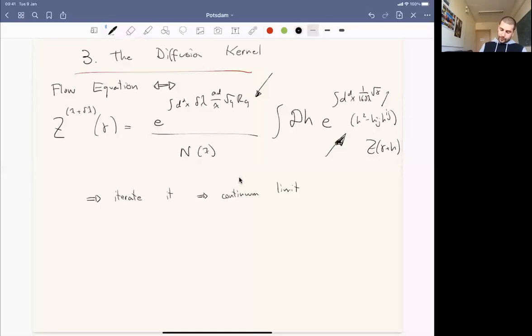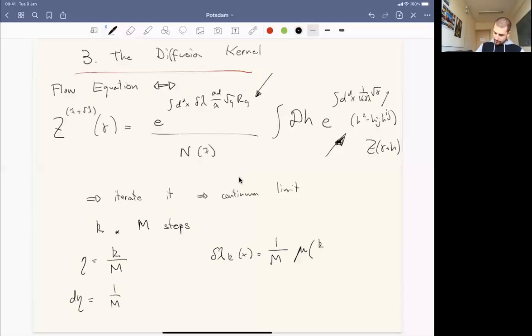We do a series of steps that we label by k, where k is the number of steps, and there's a total of, say, m steps. We can define a coordinate that tells us how far along we are, going between 0 and 1, which is k over m. In the continuum limit, the step size will just become 1 over m. Then we do small deformations, with parameter delta lambda k of x. It's convenient to rewrite it as 1 over m times some function mu of k over m of x. In the continuum limit, this becomes the size of your step times the function mu that encodes the path you're taking in the deformation parameter lambda of x.